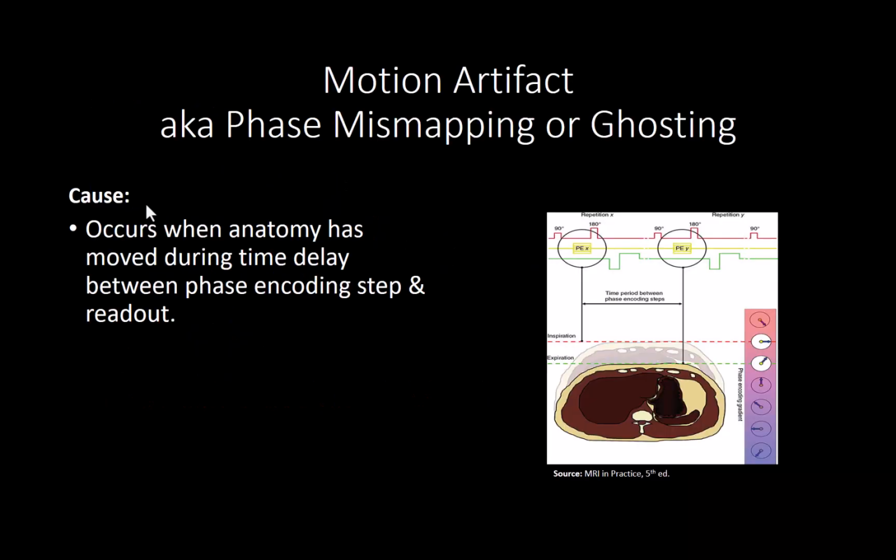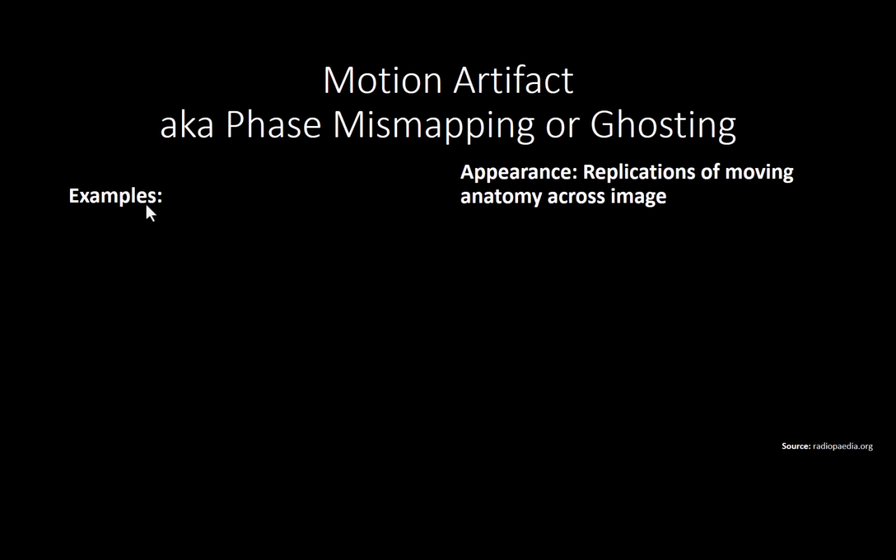Motion artifact, aka phase mismapping or ghosting. Motion artifact occurs when anatomy has moved during the time delay between the phase encoding step and the readout gradient being activated. The phase encoding step has a different amplitude every TR, therefore anatomy moves during the scan and it is misplaced in the phase encoding direction as the phase gradient changes. So the axis this artifact streaks across is the phase direction. The appearance of this artifact is replications of moving anatomy across the image.